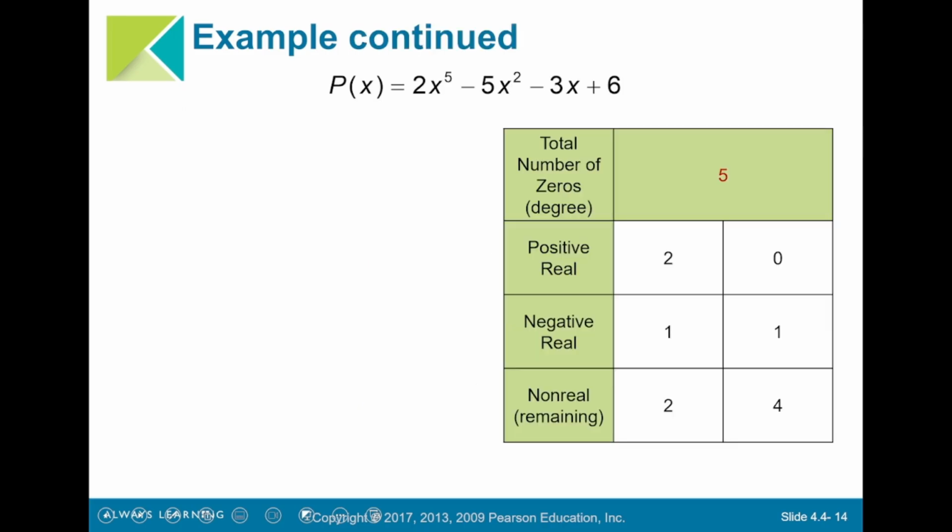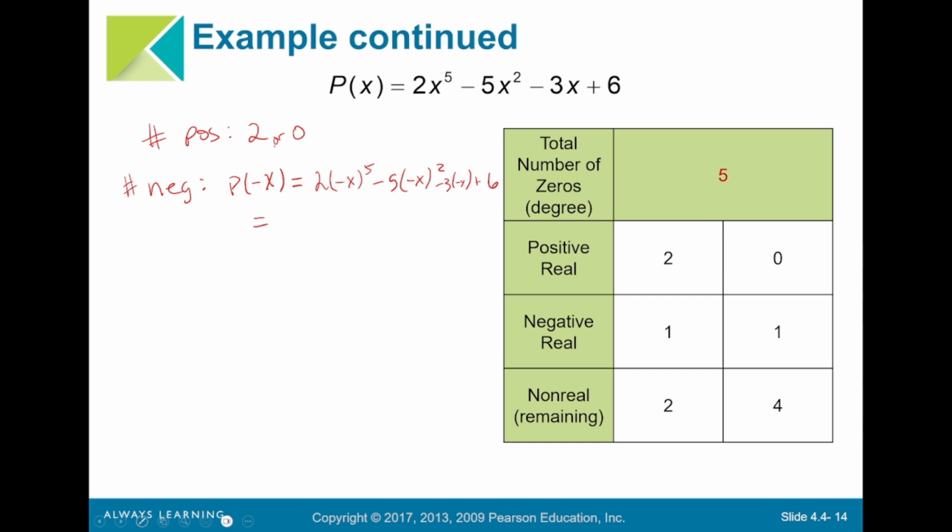Now let's take that same polynomial here, and we saw the number of positive is 2 or 0. Let's think about the number of negative. Let's look at p of negative x. If I plug in negative x here, I get negative 2x to the 5. Let me show the details here. Let's plug it in together: 2 times negative x to the 5th minus 5 times negative x squared minus 3 times negative x plus 6.